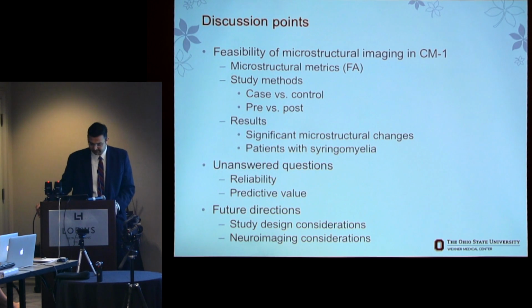some of the results showing how the FA was significantly elevated, implying that the microstructure of the brainstem was significantly different in Chiari-1 patients, and a little bit of the initial data that we saw that patients with syringomyelia may be a little bit different. And then discuss with you some of the unanswered questions or the path for the future, where we need to look at the reliability of these metrics and predictive value of these metrics to understand if they can be clinically useful.